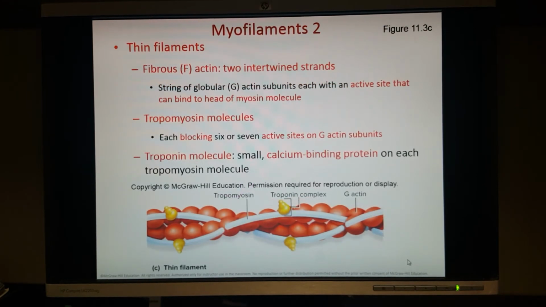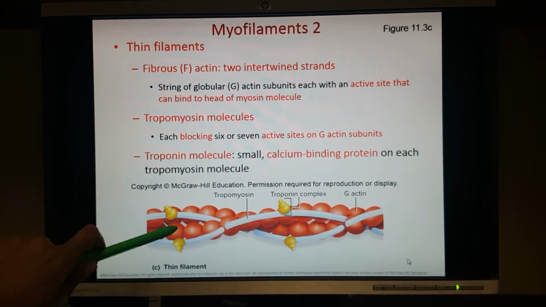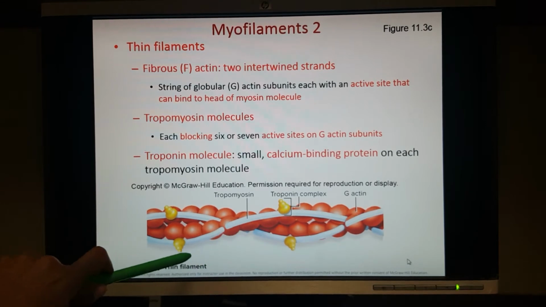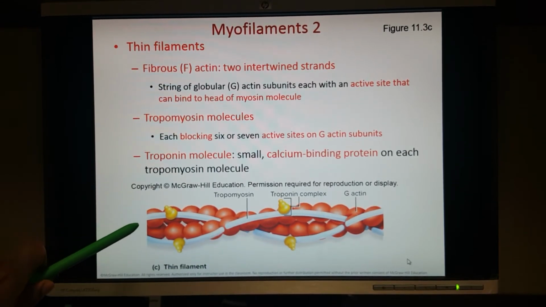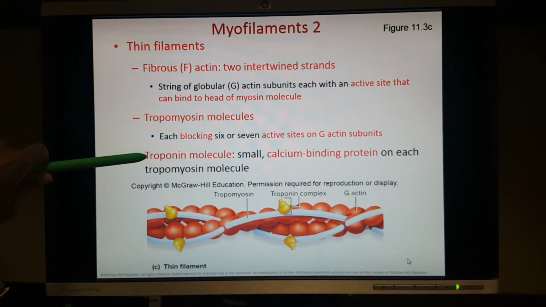The other type of filament is a thin filament. It's made up of your actin filaments, actin protein. So these red balls here are actin. And associated with your thin filaments are tropomyosin and troponin molecules. These two molecules are regulatory proteins that help your muscle cells regulate whether or not they're going to contract.